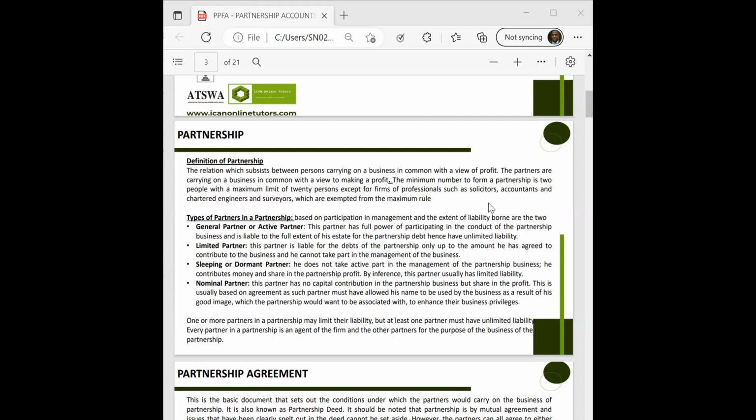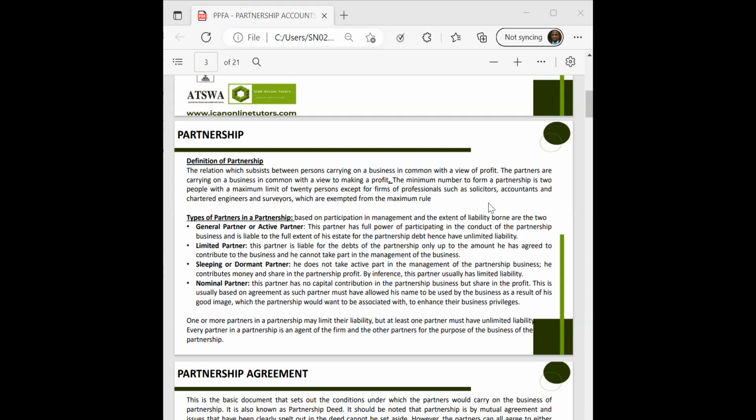So it has a minimum of 2 persons and a maximum of 20 persons, except for firms of professionals such as solicitors, accountants, chartered engineers, and surveyors, which are exempted from this rule of maximum of 20. But the minimum for any partnership is 2. So you can't even say the minimum is 1, because you can't be in partnership with yourself. That's just sole proprietorship, right?